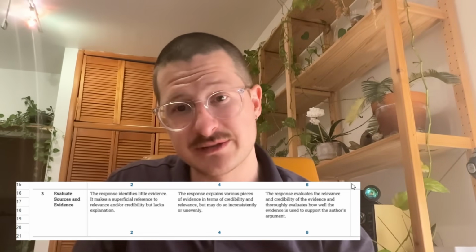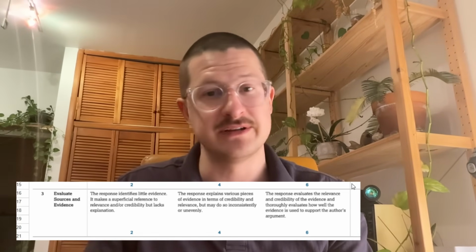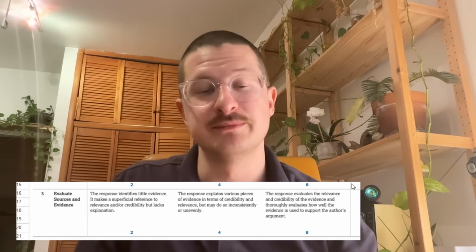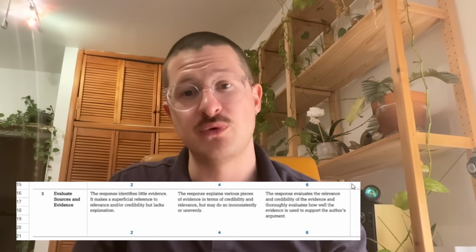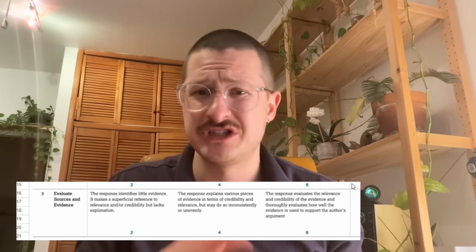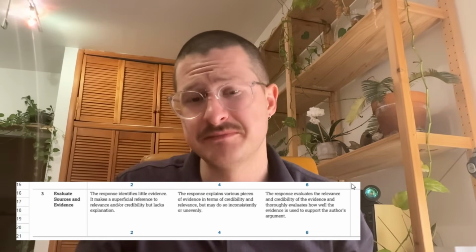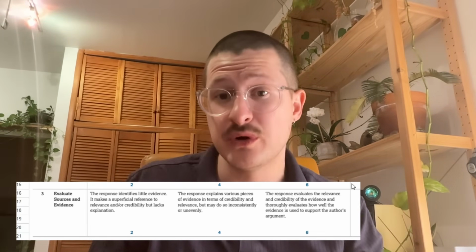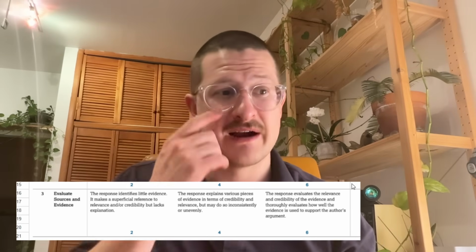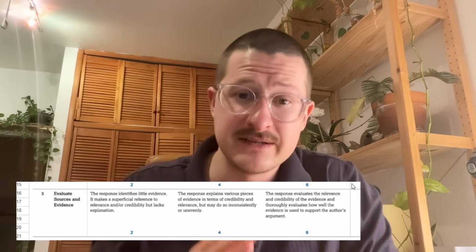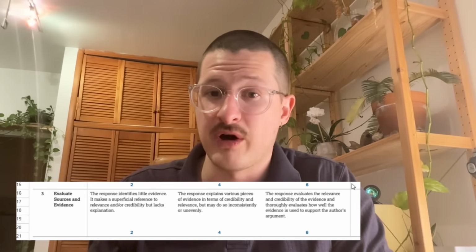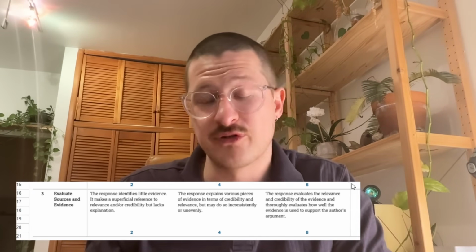Number 4 says the response explains various pieces of evidence, okay, multiple, more than 1, at least 2, in terms of credibility and relevance, but does so inconsistently or unevenly. Inconsistent, this is just, it's kind of mid. You got at least 2 that are done pretty well, but there's a lot to be desired. And then number 6 is the response evaluates the relevance and credibility and thoroughly evaluates how well the evidence is used to support the author's argument.